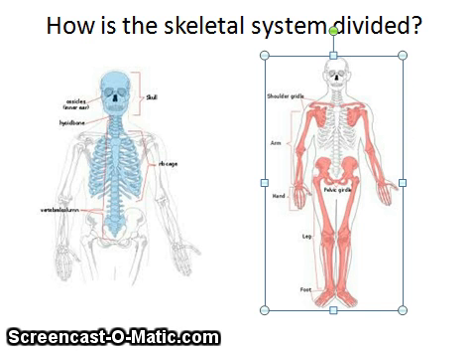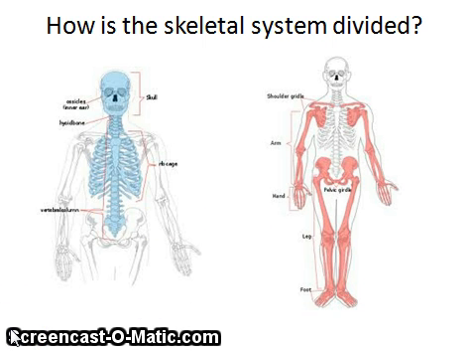How is the skeletal system divided? The skeletal system is divided into 2 parts, the axial and the appendicular. The axial skeleton is made up of 80 bones, and they are the stabilizing bones. These bones are responsible for protecting the organs. Examples of these are the cranium, the ribs, and the sternum.